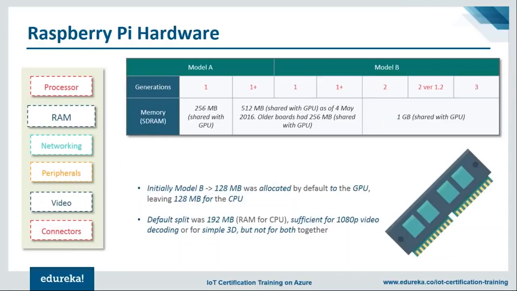Now, when you come to the memory, the first model of Raspberry Pi came with 256 MB RAM, which basically was shared by the GPU. But today with Raspberry Pi version 2 and 3, you have 4 times that. You have about 1 GB of RAM, which again is shared by the GPU as well. Now the default split was at 192 MB RAM for the CPU basically, which was more than enough to play a full HD, that is a 1080p video, or perform simple 3D operations, but again not too complicated operations as well.